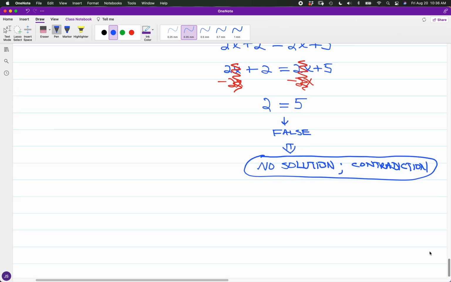Now for the third category, we have what is regarded as an identity. And for an identity, whether it's going to be a conditional or a contradiction or an identity, this is going to be the category in the trio that's going to have not a limited number of solutions or no solutions, but an infinite number of solutions.